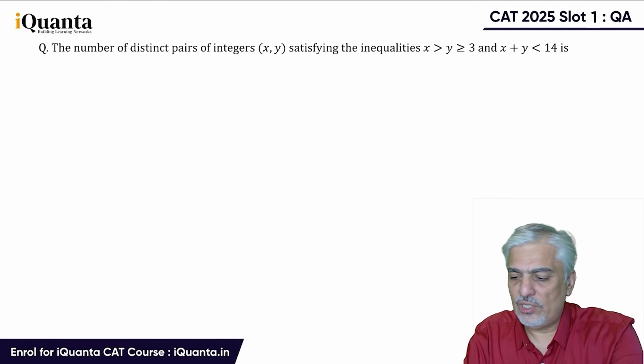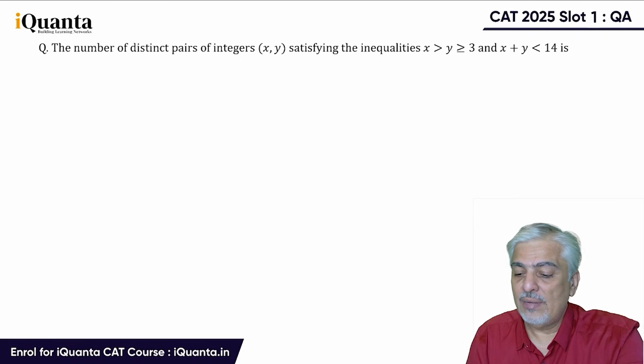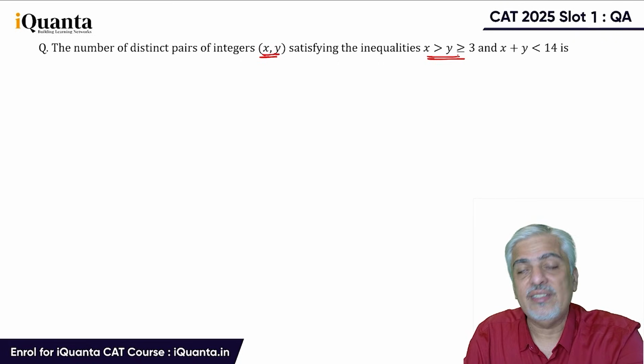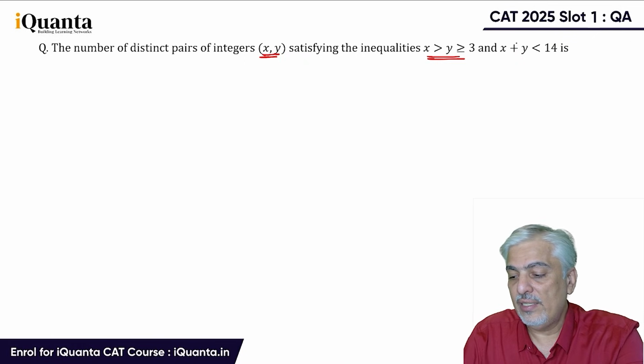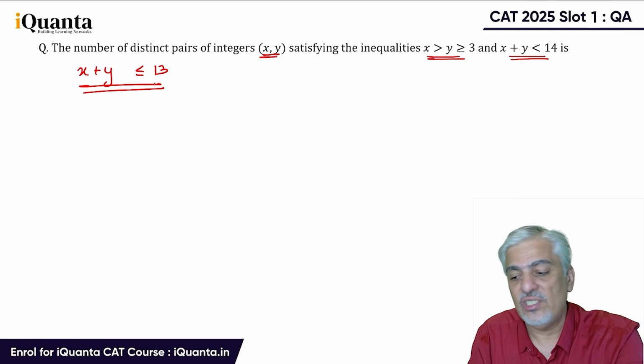Let's have a look at the next question. Again, a question which I thought was very, very straightforward. Again, something which you should have got. The number of distinct pairs of integers where x is greater than y and y is greater than or equal to 3. x plus y is less than 14. So in short, x plus y can be less than or equal to 13. We can go till 13 because everything is integers, and only natural numbers because everything is positive.